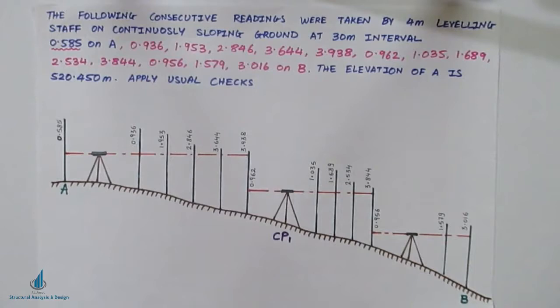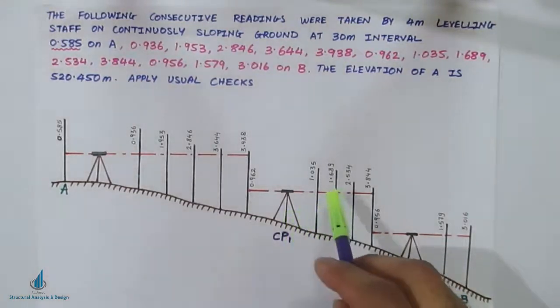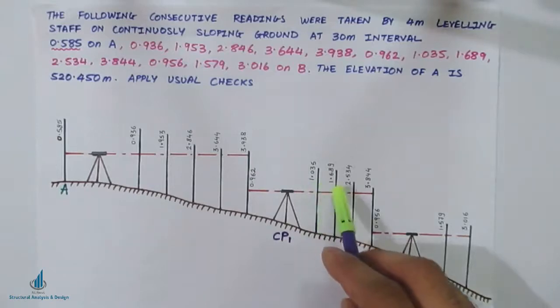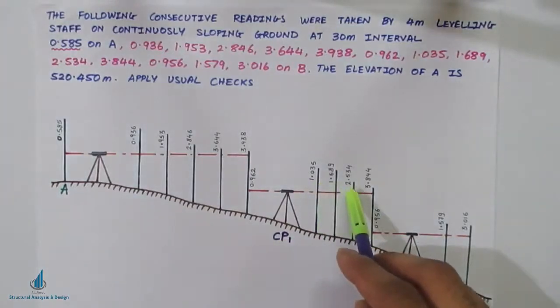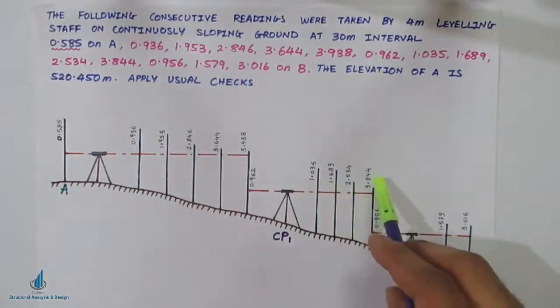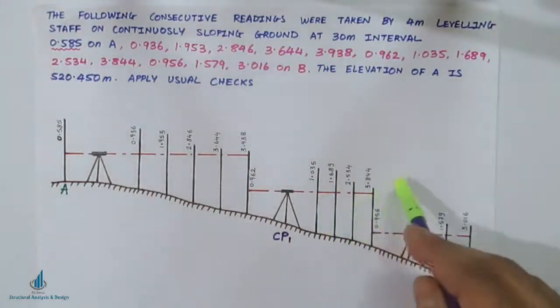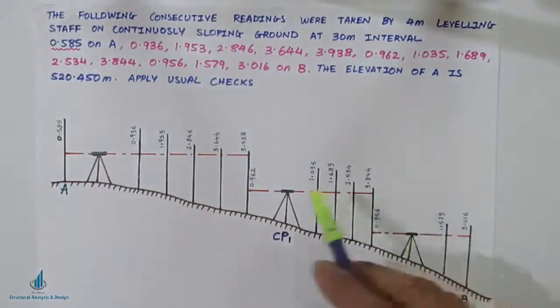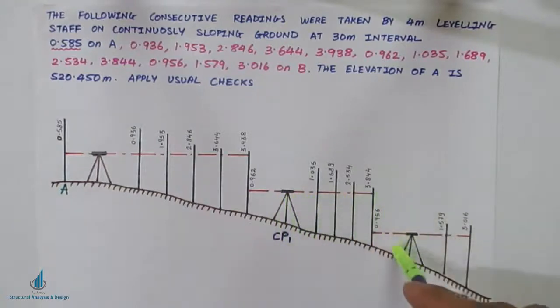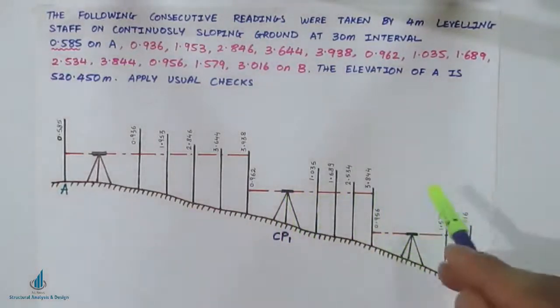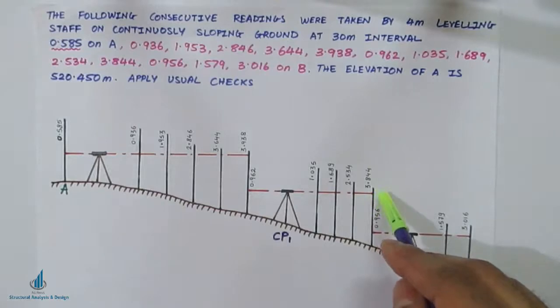So again your surveying starts. You have taken 1.035, 1.689, 2.534, 3.844. But if you go beyond these 4 points and keep the staff at the 5th point, the line of sight will not bisect that point, because the staff is only 4 meters.